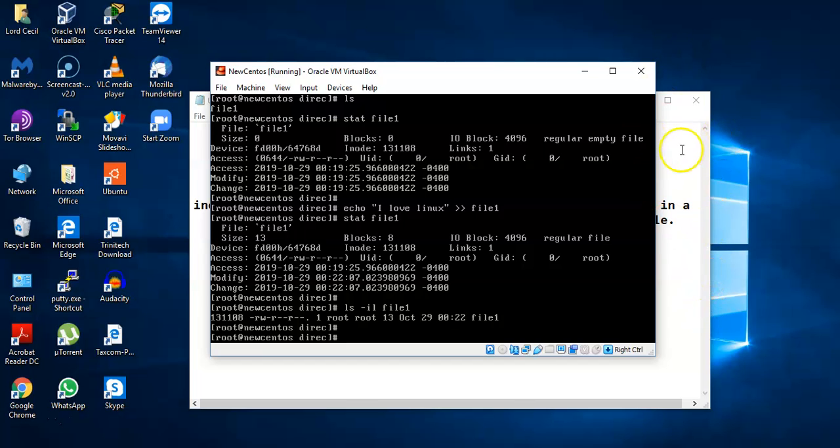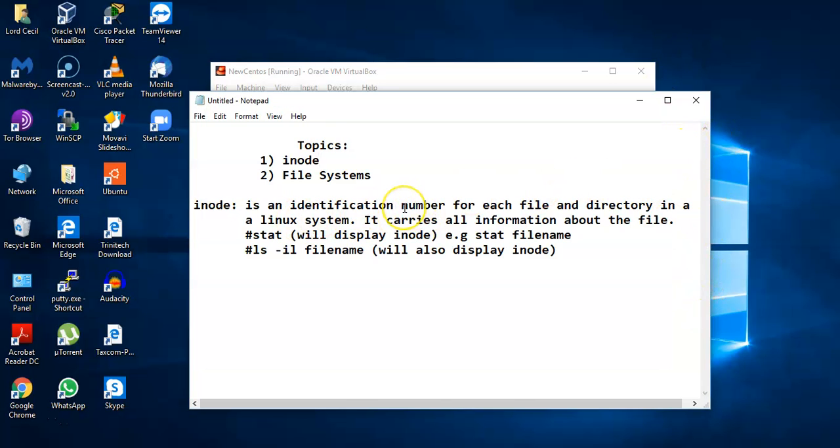Next on our topics is file systems. Should I put the examples in the notes? Probably not. You're going to have the video, so I don't think I need to. Anyway, let's proceed.